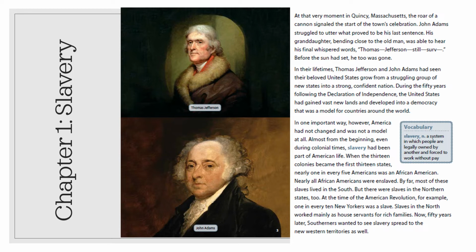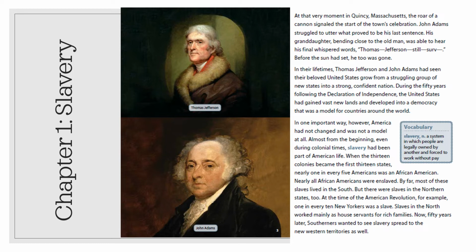Almost from the beginning, even during colonial times, slavery had been a part of American life. When the 13 colonies became the first 13 states, nearly 1 in every 5 Americans was an African American. Nearly all African Americans were enslaved. By far, most of these slaves lived in the South. But there were slaves in the northern states too.